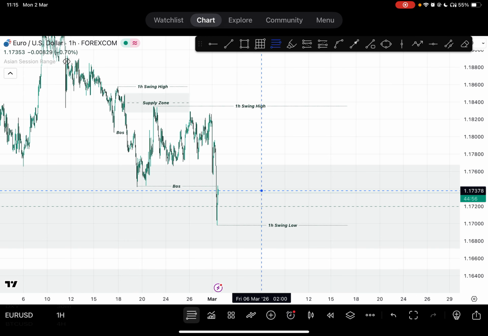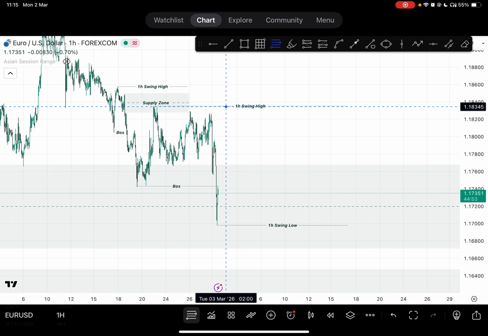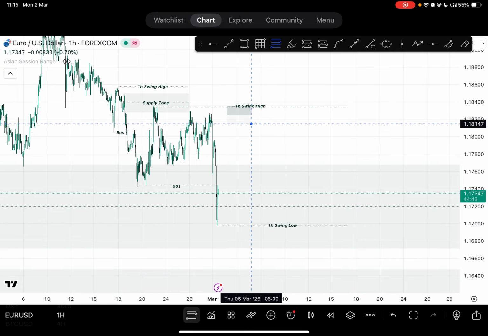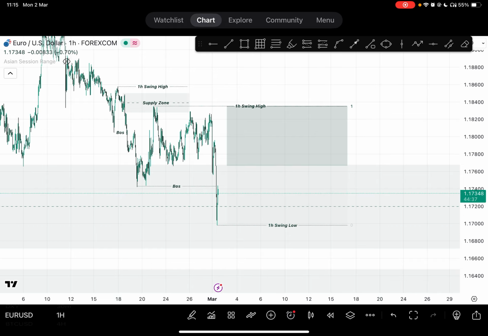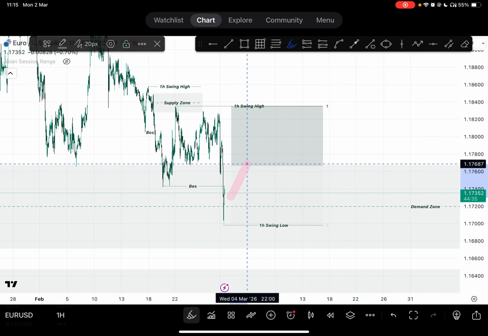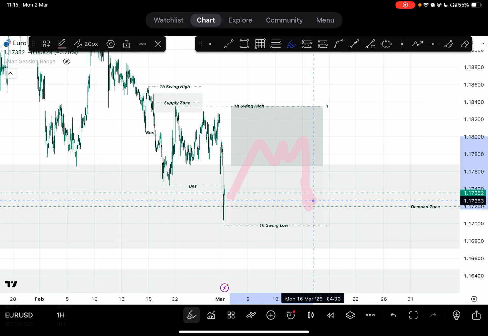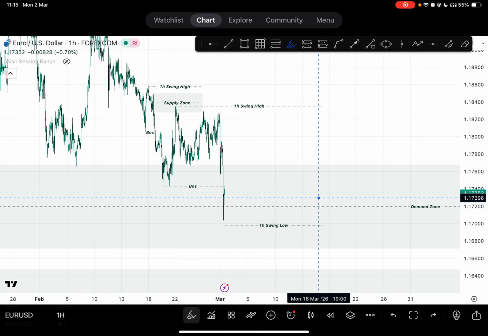So after marking out the highs and lows, I'll just highlight from the recent 1 hour. I bring out the fifth tool and highlight from the 1 hour high to the low. And then what next? We expect price to push up to the premium price range for us to start looking for sell opportunity, right?